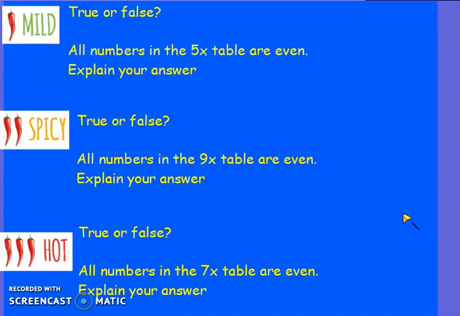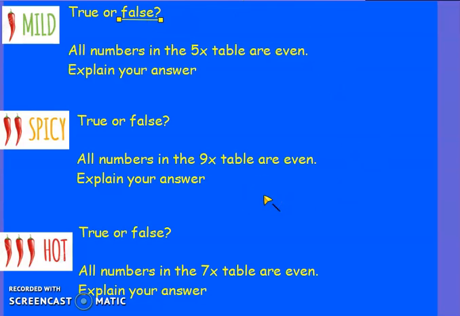Okay, let's mark your answers. The mild challenge statement said all numbers in the 5 times table are even. Explain your answer. I hope you spent some time looking at the 5 times table and spotted that some multiples are odd and some multiples are even. For example, 2 times 5 is 10, and 10 is an even number because it ends in 0. Whereas 3 times 5 is 15. 15 is an odd number because it ends in 5. So this statement is false because there are both odd and even numbers in the 5 times table.